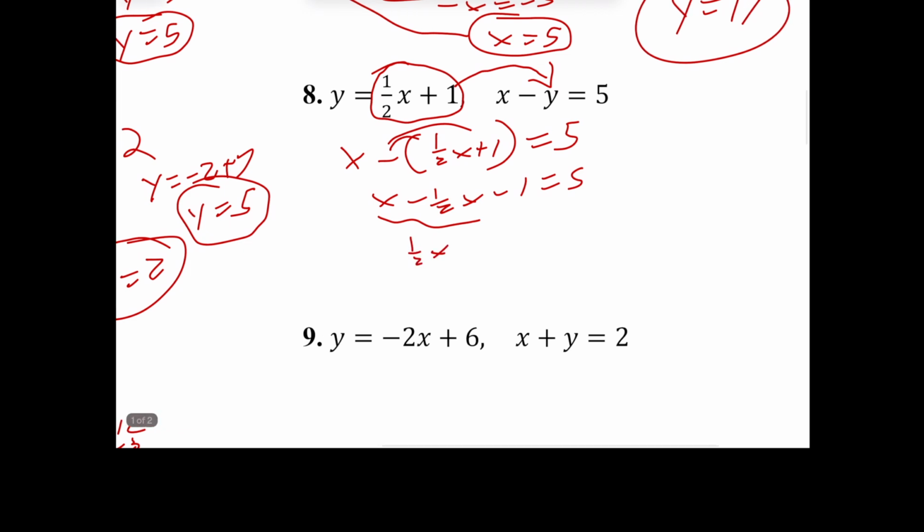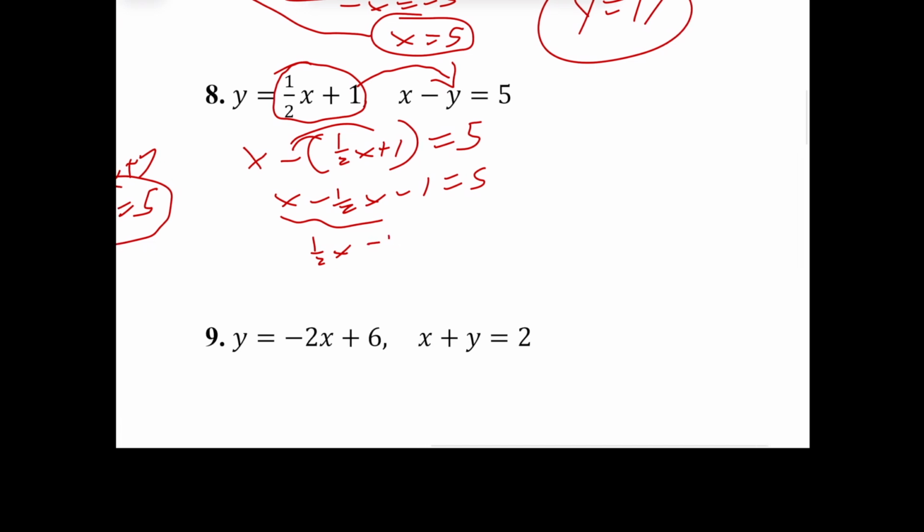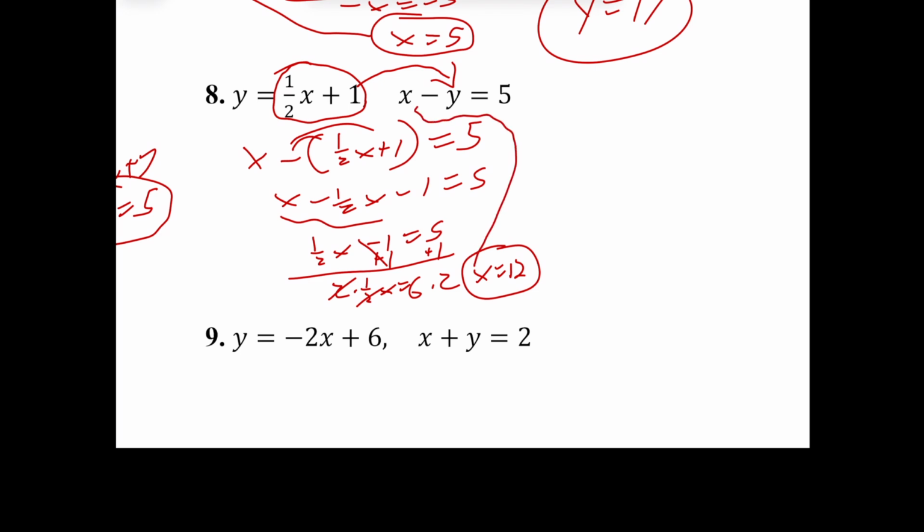When I combine my like terms here, I'm going to get, let's just write 1/2 x. Okay, what's 1 minus a half? It's a half, okay? So minus 1 equals 5. If I add 1 to both sides, 1/2 x equals 6. I solve that by multiplying each side by 2, and I'm going to get x equals 12. All right. So now if I go back into here, we get 12 minus y equals 5. Subtract 12 from each side. Negative y equals negative 7, or y equals 7.